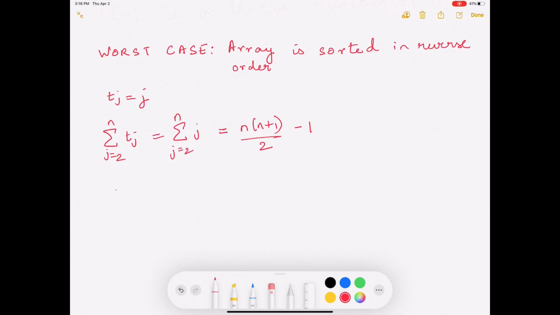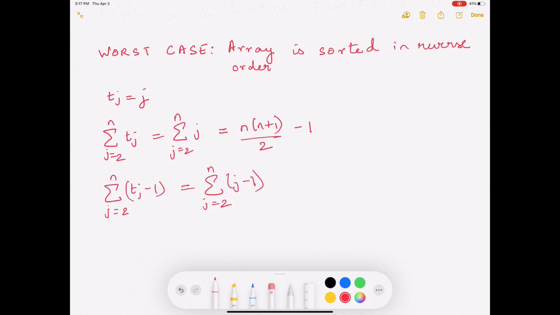Having looked at Tj, let's now look at Tj minus 1, because lines 6 and 7 have Tj minus 1. That is essentially going to be the summation of Tj minus 1, running from j equal to 2 to n, of j minus 1. Okay, and you can evaluate that similarly. Now, if we try to plug these values in, what is going to happen?